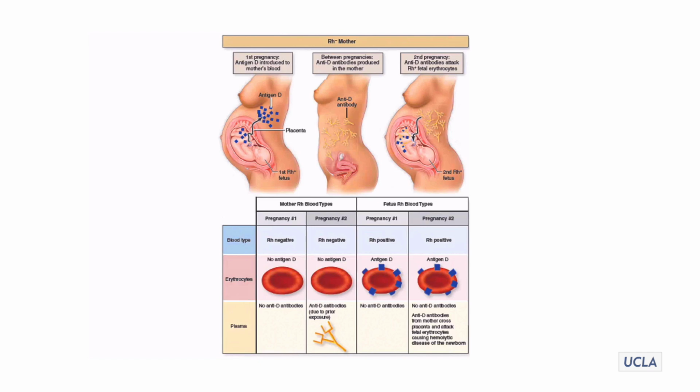And because of the nature of pregnancy, the D antigens from your child will pass through the placenta into your bloodstream. So you're going to get exposed to that D-type antigen. And now your body's going to start making antibodies against the D-type antigen.